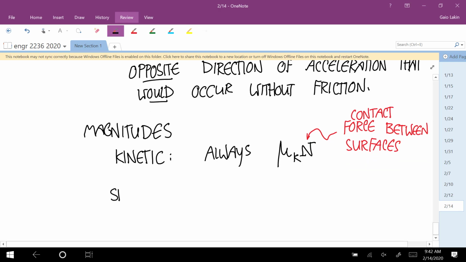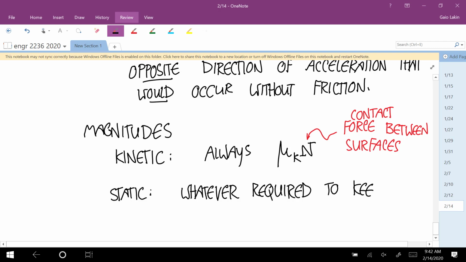For static friction, the force magnitude is whatever is required to keep the acceleration 0, up to a value of the coefficient of static friction times the normal force.